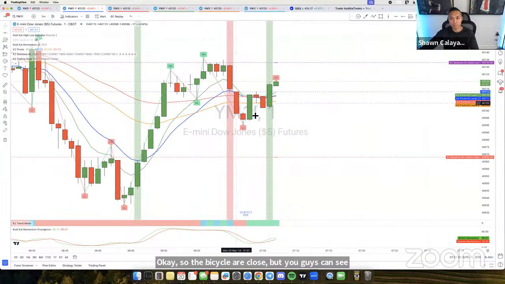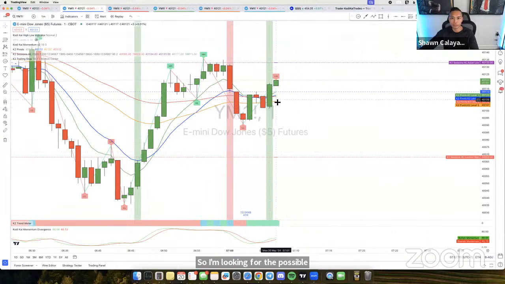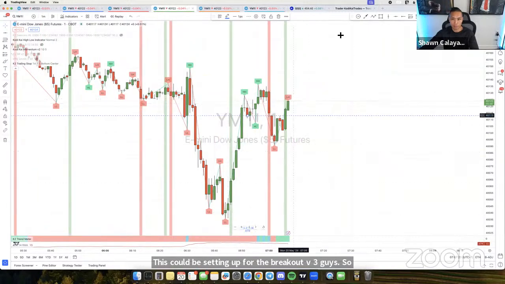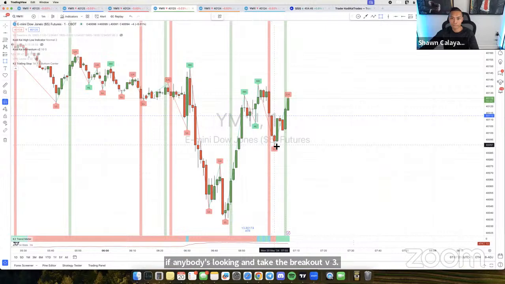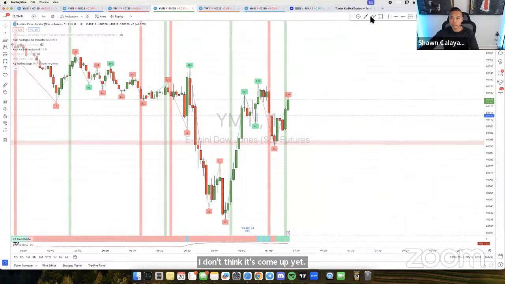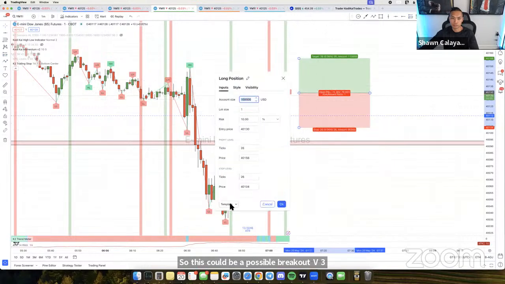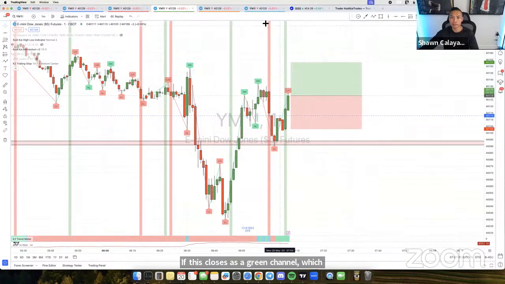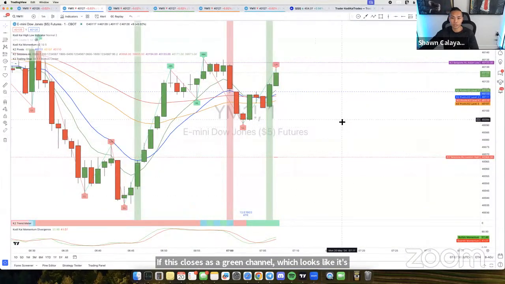So I was looking for the possible sell here. Now I'm looking for the possible buy. So you can kind of see over here as price goes back and forth, this could be setting up for the breakout V3, guys. So if anybody's looking to take the breakout V3, I don't think it's come up yet. So this could be a possible breakout V3 entry right here for a buy, if this closes as a green candle, which it looks like it's going to. I'm not going to take the breakout V3, but I'll be looking for the momentum divergence back up if that becomes the case.